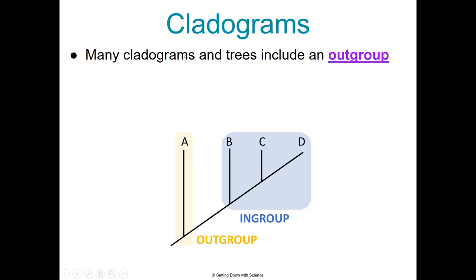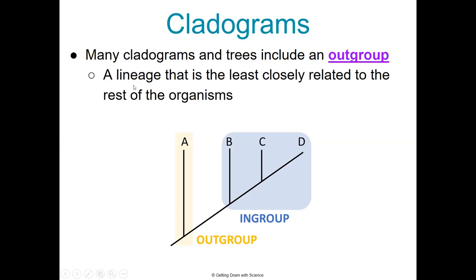When we're talking about cladograms and trees, we have an out group and we have an in group. We want the out group because that has to be the lineage that's least closely related. It's almost like our base reference point that we're going to build from.